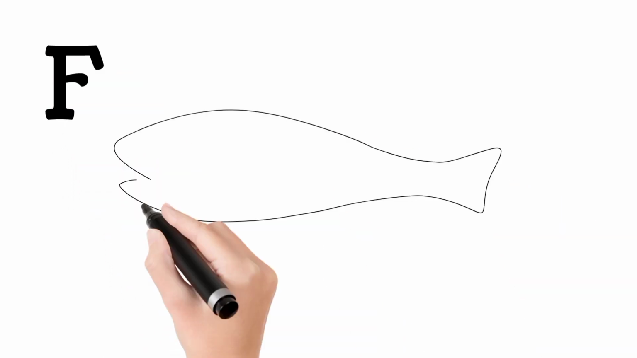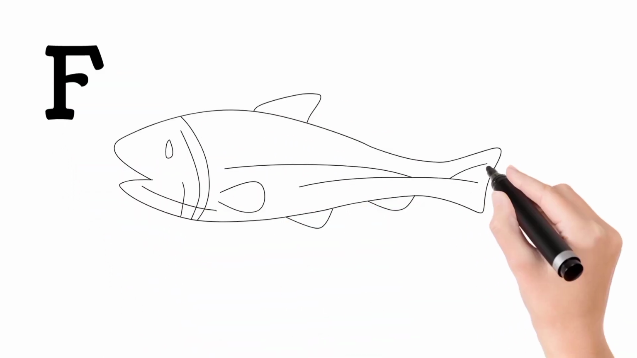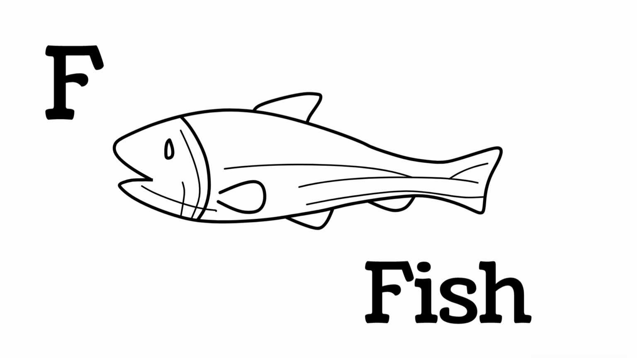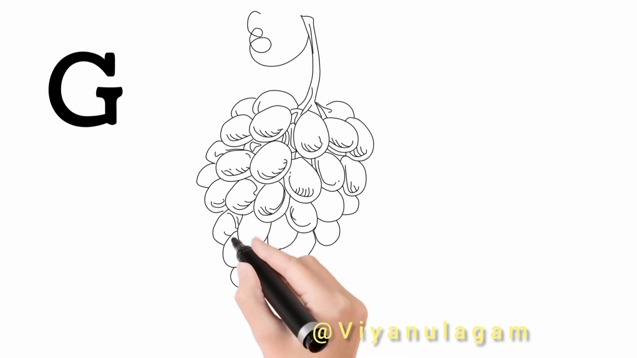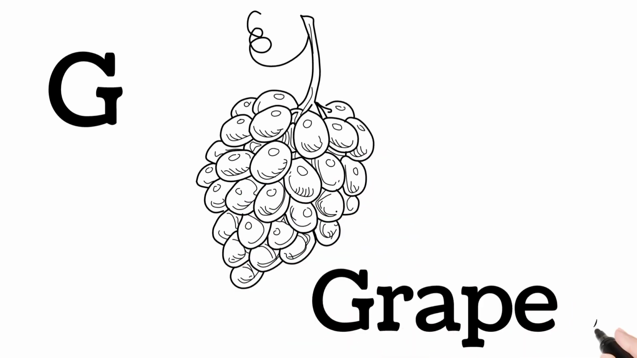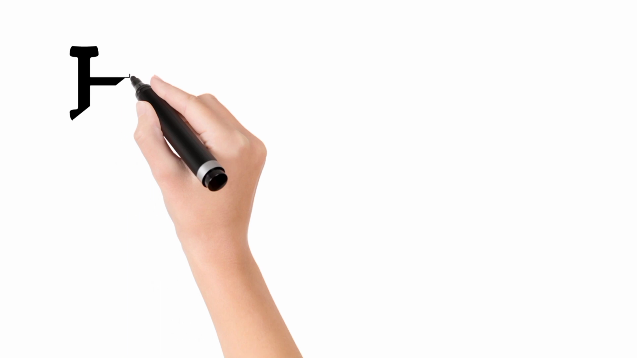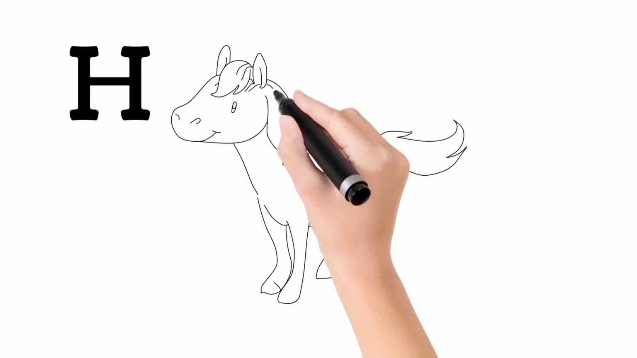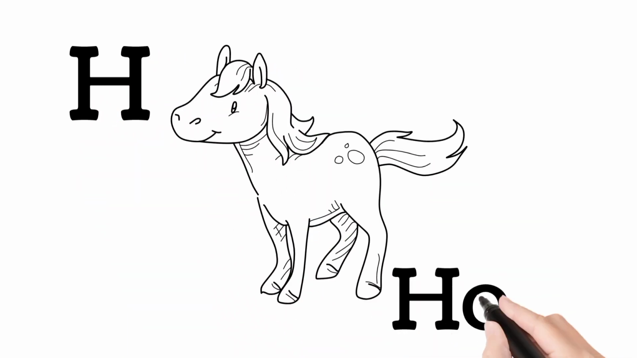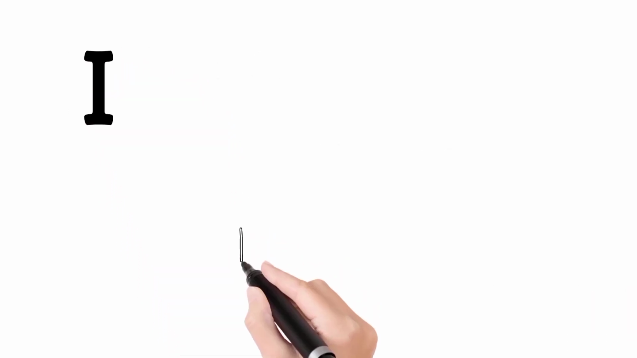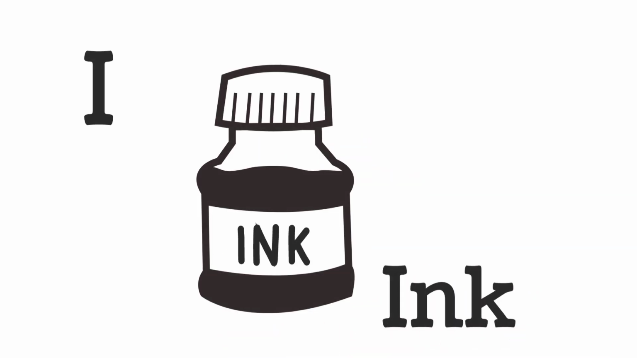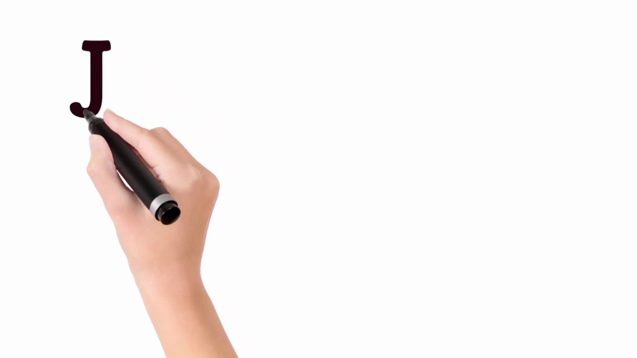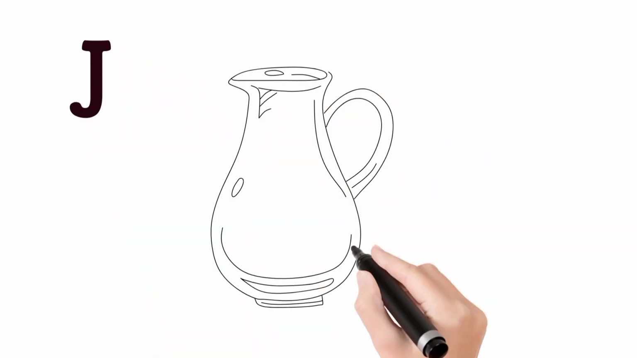F. F for fish. G. G for grapes. H. H for horse. I. I for ink. J. J for jug.